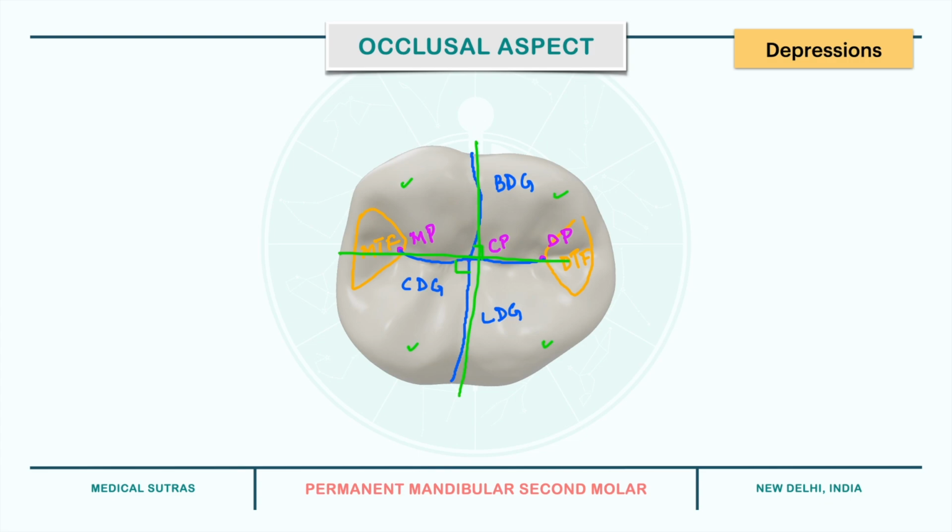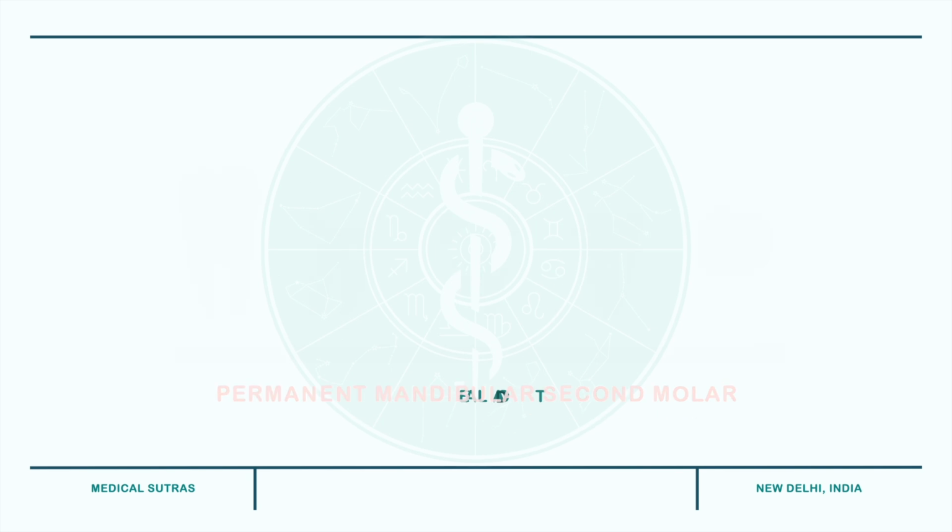Lastly, as found in other posterior teeth, we have multiple supplemental grooves that radiate from the main grooves in the mesial and distal triangular fossa. So that was all about permanent mandibular second molar.